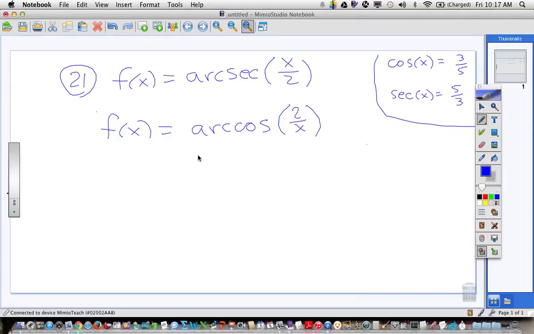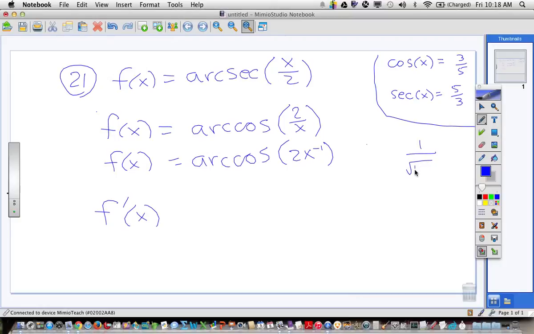All right, so now, if I'm going to do the derivative of this, I'm going to want to probably write that as 2x to the negative 1 first. Okay, so now all I've done is rewrite this. Now I'm ready to do the derivative. Now the derivative rule is 1 over the square root of 1 minus u squared times u prime, right? The derivative of the inside. Or no, with cosine it's a negative up there.